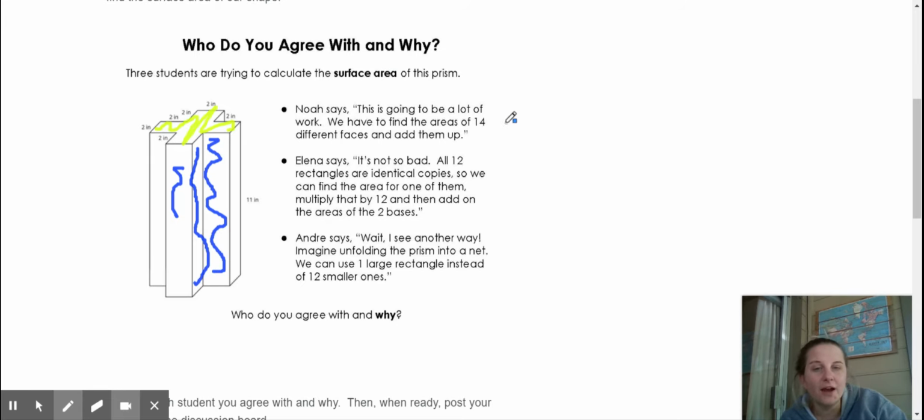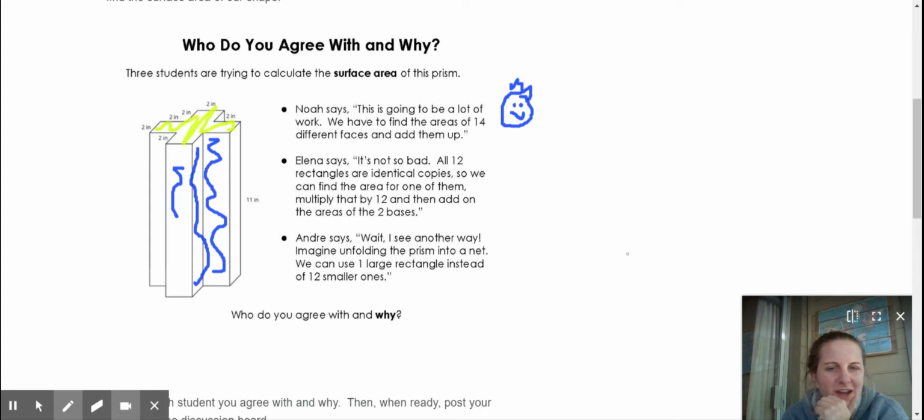So we have Noah. Okay, so here's Noah. He says this is going to be a lot of work. We have to find the area of the 14 faces. So he's saying that there's 12 around here plus the plus sign, and add them up.